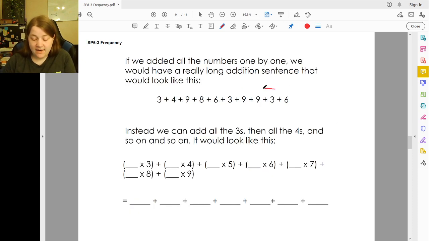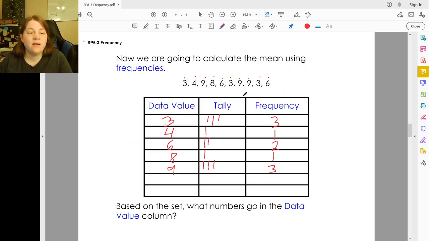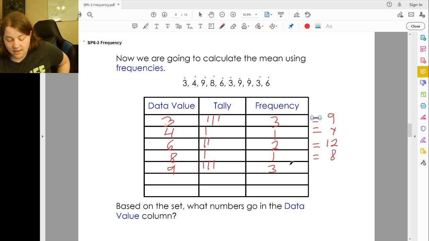Before, we would have had to add up all the numbers, but now we don't have to add up every single number. I know that I would be adding 3 3s up together. So 3 times 3 is 9. I know that I would only have 1 4. 4 times 1 is 4. I know that I would be adding 2 6s. 6 times 2 is 12. I would be adding 1 8. 8 times 1 is 8. And I would be adding 3 9s. 9 times 3 is 27.